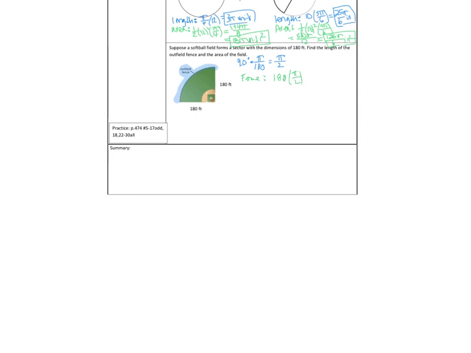And usually fences are not measured in radians. They're usually measured in decimal feet. So I'm going to type this in my calculator: 180 times pi divided by 2. And then I'm going to round that to the nearest foot, just to be realistic. You're not going to want to know the decimal length of a fence. So we're going to round it to the nearest foot.